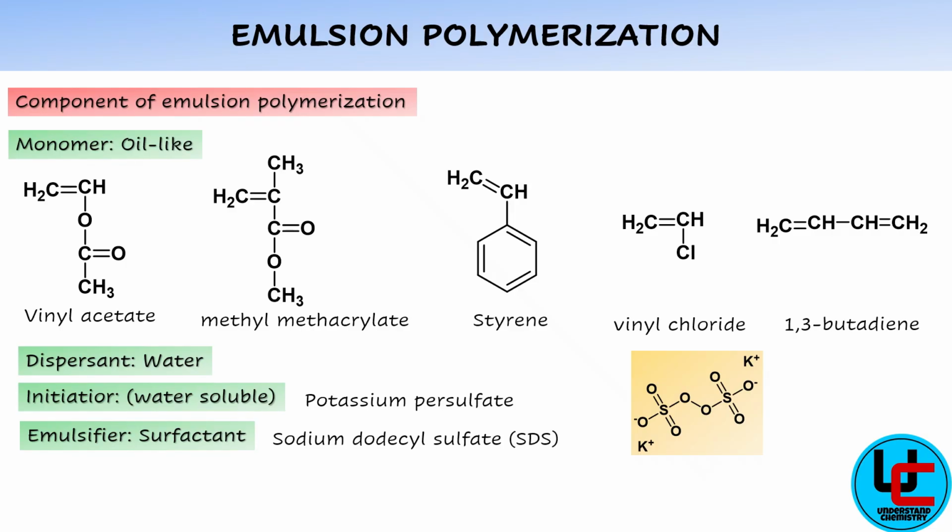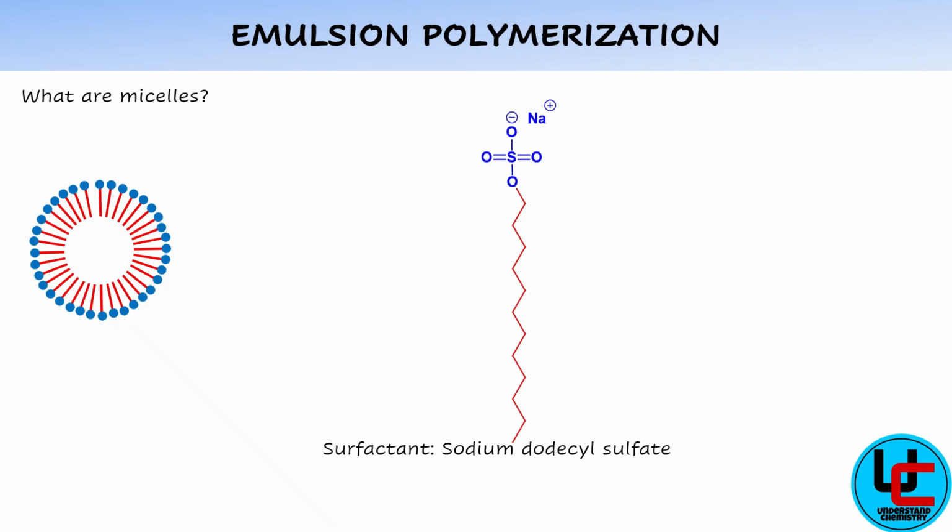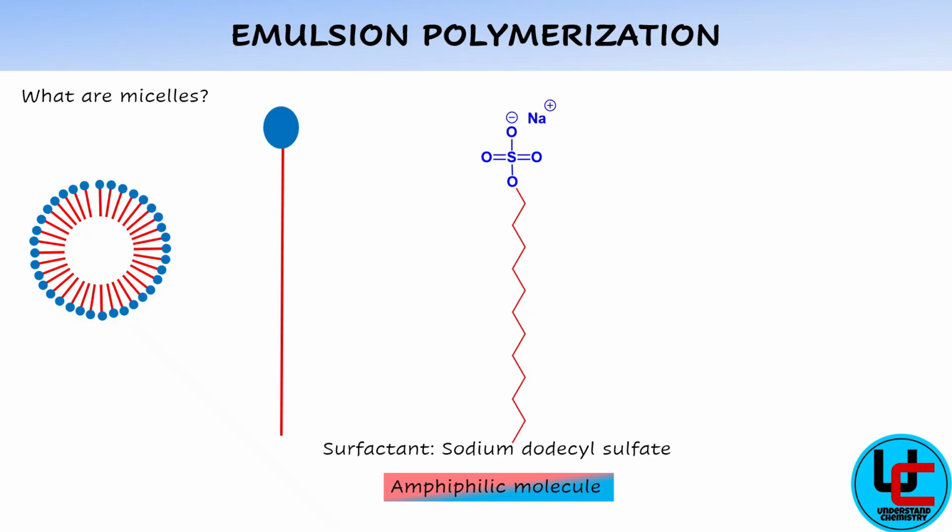Dodecyl means 12. This means this is an amphiphilic molecule with a polar head, sodium sulfate, and a 12 carbon containing hydrophobic chain. To understand the mechanism of emulsion polymerization, it is important to first understand what a micelle is. Micelles are self-assembled nanoparticles formed from amphiphilic molecules such as sodium dodecyl sulfate. These molecules have two distinct parts, a hydrophilic polar head and a hydrophobic hydrocarbon tail.